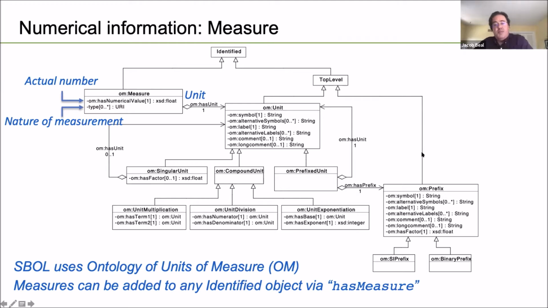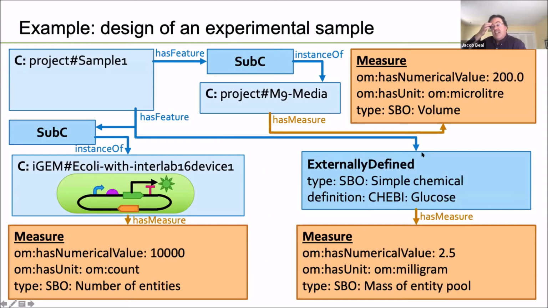All right, let me give an example of using measures in the design of an experimental sample. So let's say that we're going to culture this transformed E. coli strain in M9 media with some glucose. Then I can attach measures to each of those things to say how much of it there is. So I could put, say, 10,000 cells. That's a measure by count that's expressing the number of entities.